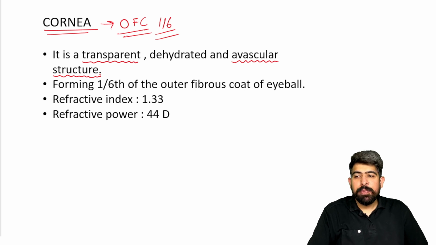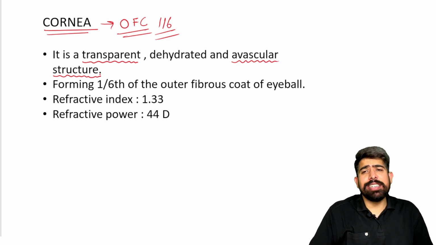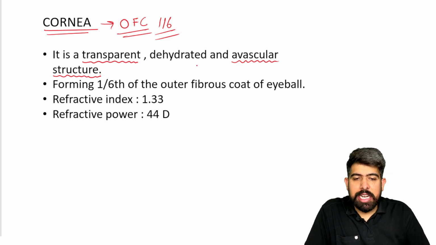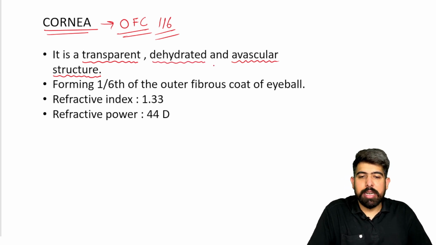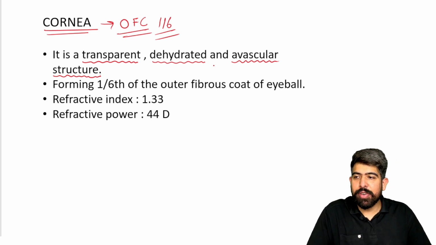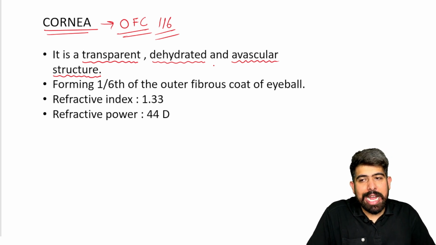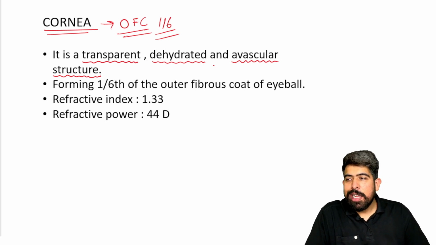Now your mind is saying, sir, if the cornea is avascular, how will it get its nourishment? The nourishment and hydration are provided by your aqueous humor, which fills your anterior segment. The anterior segment is further divided into the anterior chamber and the posterior chamber, and both are filled with aqueous humor, a water-like fluid. So it gives nourishment and hydration to the cornea.